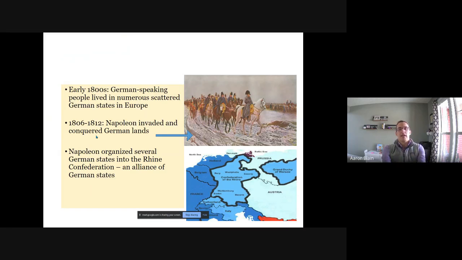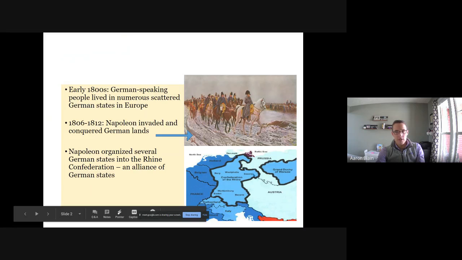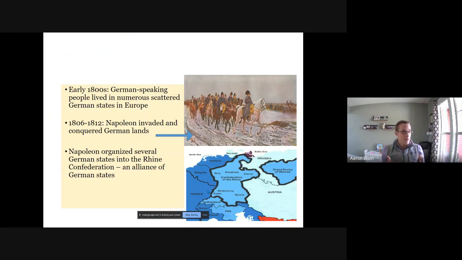Napoleon invades and he conquers these German lands. All right. Napoleon goes all the way from France. He goes through Germany into Russia, and he conquers these areas. And they're kind of temporarily unified under Napoleon, who's from France. And under his reign, Napoleon organized these German states into this thing called the Rhine Confederation. That's kind of a bigger idea there, okay?